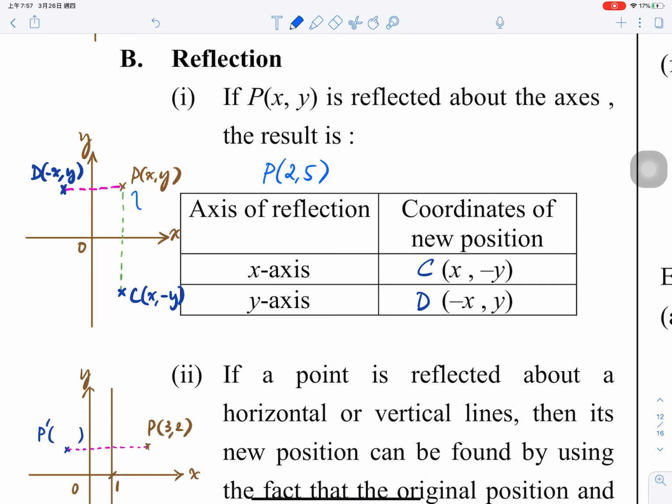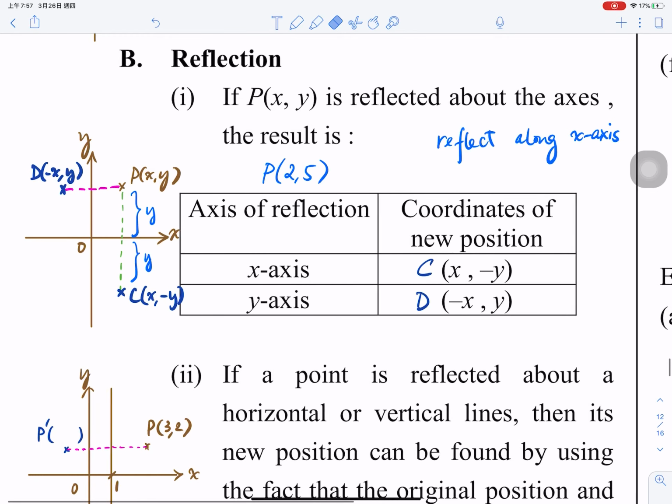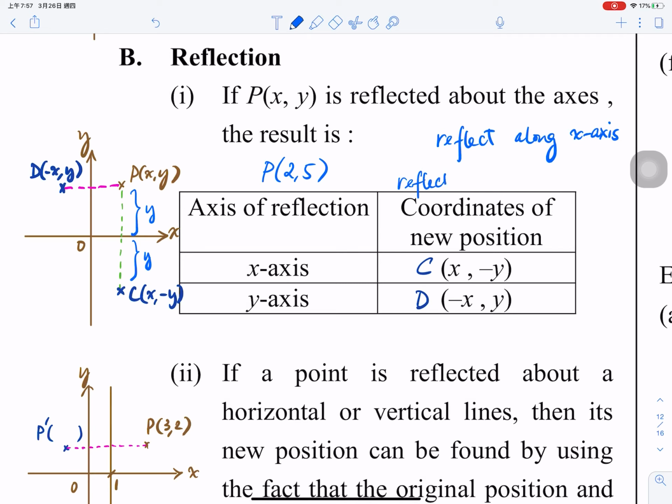This one is y. This one also y, because we reflect about the x-axis. Okay, reflect about the x-axis. So you see that, we usually use the words reflect along x-axis or reflect along y-axis. In your textbook, we use this word. Sometimes, reflect with respect to the x-axis. These two terms also have the same meaning, okay? That means along the x-axis, the point P reflects about this axis.